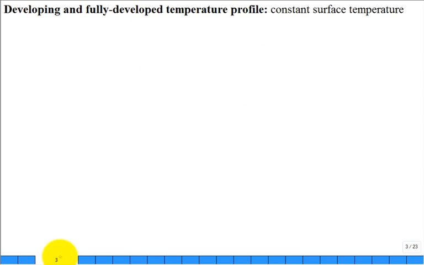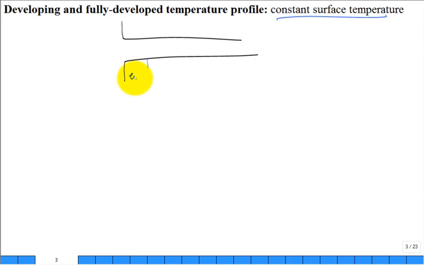All right. So what happens if you have constant surface temperature? You should be able to do the same. Pipe. Talk about a small entrance region.